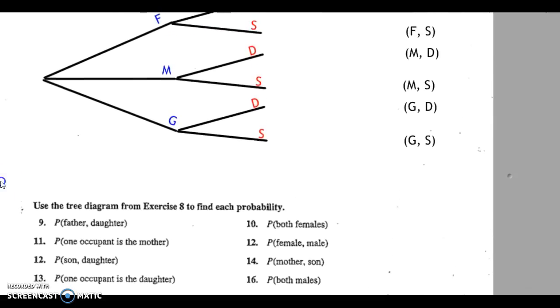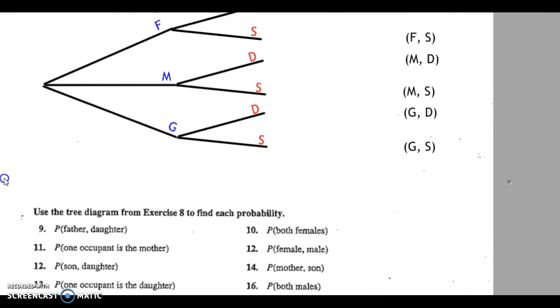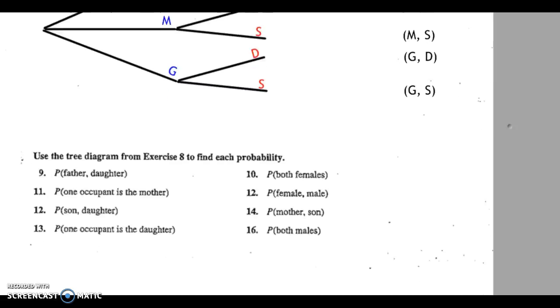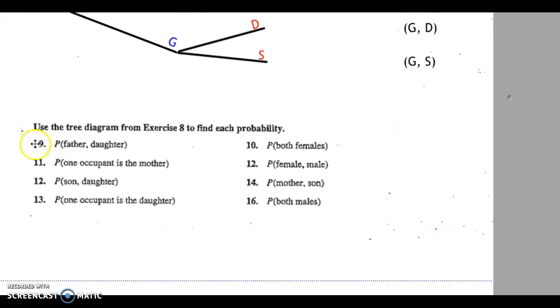Now that you have this tree diagram, let's see if I can put them all on the same screen. I can't, unfortunately. I'll make a small copy of it and I'll put it down here. What I want you guys to do is try to figure out the probabilities of each different event here, of father and daughter, one occupant, etc. So pause the video now, and I will unpause the video in a moment.